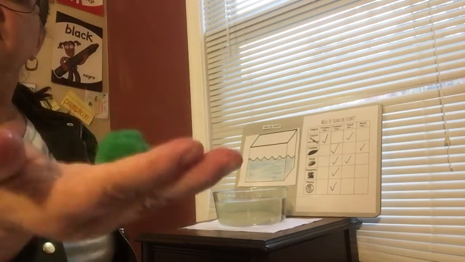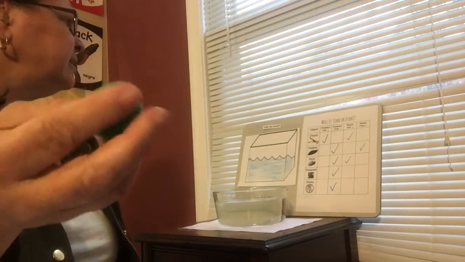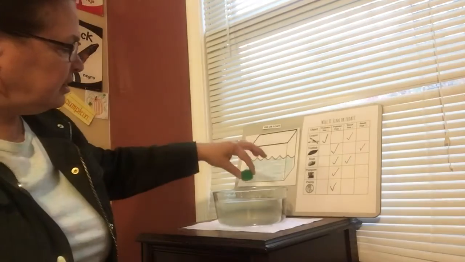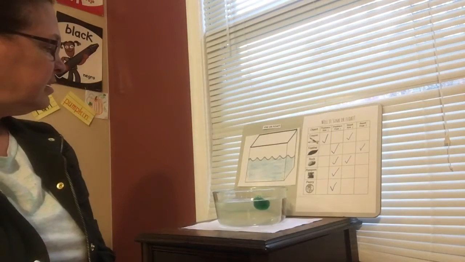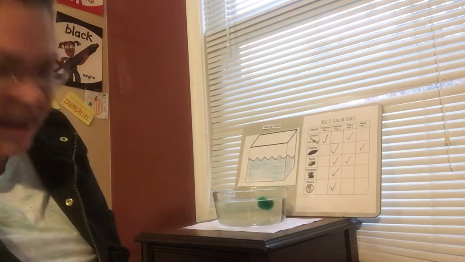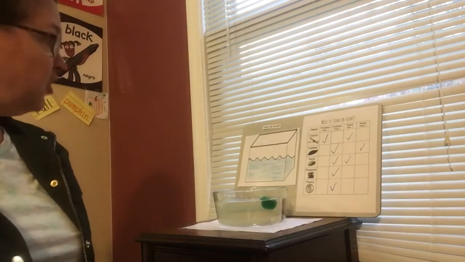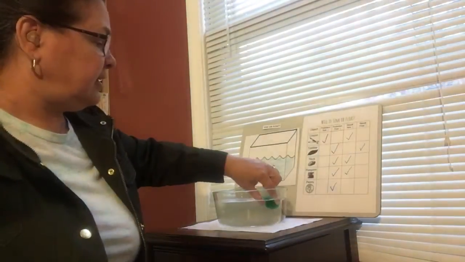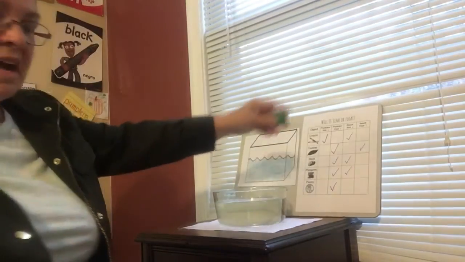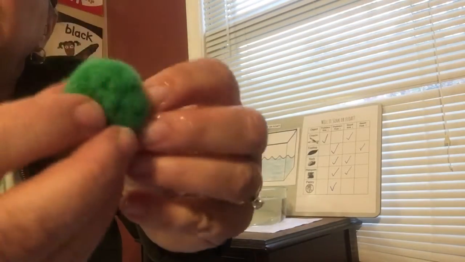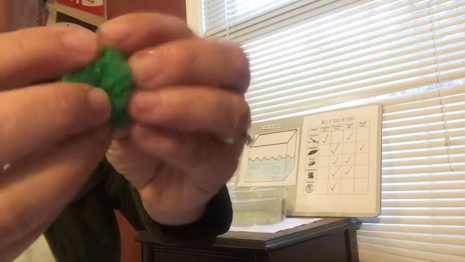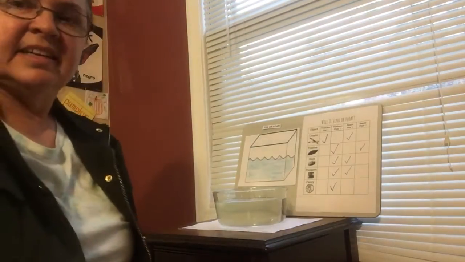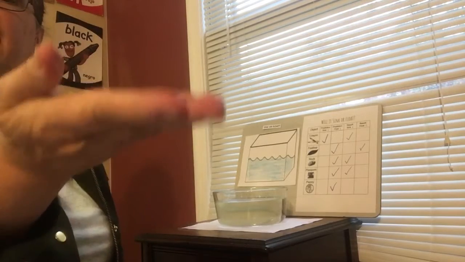All right, let's see what's next. A pom-pom. And we said the pom-pom would float. Well, let's find out. And the pom-pom is floating. You were right. It's light, but it also has a lot of holes in it. See? So it's not compact. It doesn't have a lot of density. Very good.